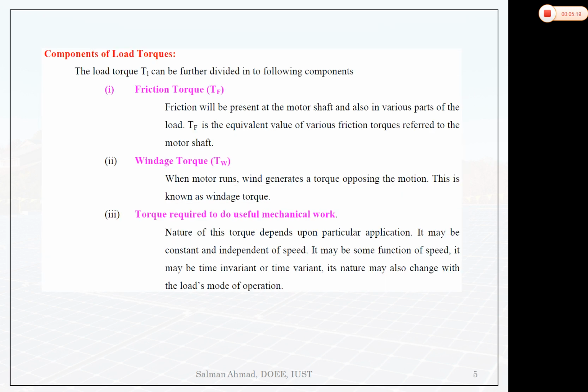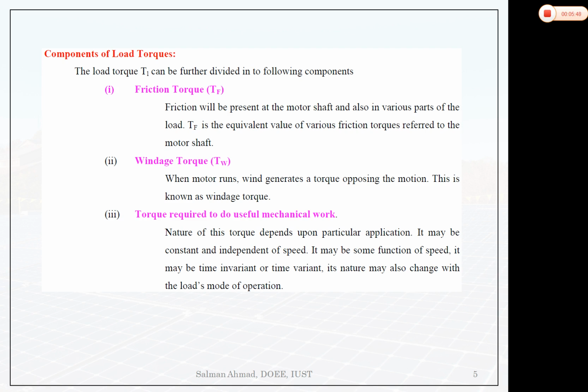Now again the load torque will have three different components. So TL, in the equivalent load motor system, was the equivalent load torque. This load torque we can further classify into three different components. One is friction torque, another is windage torque, and the third is the torque required to do useful mechanical work.